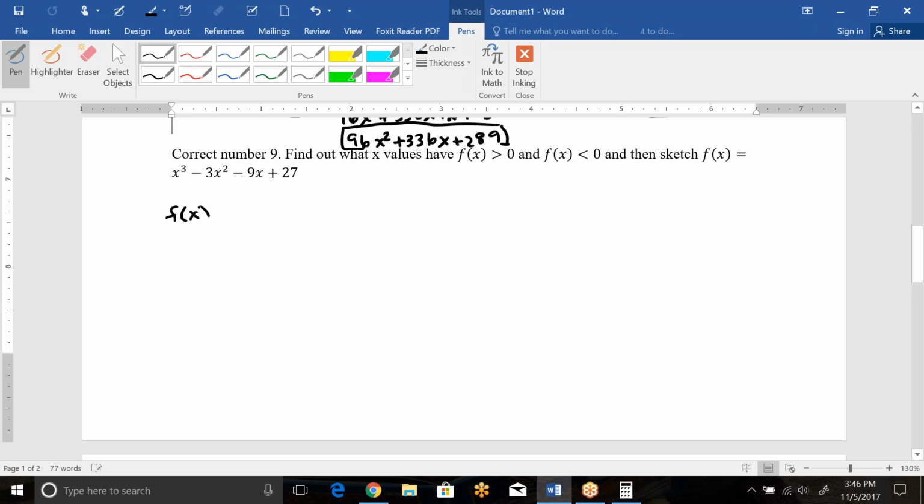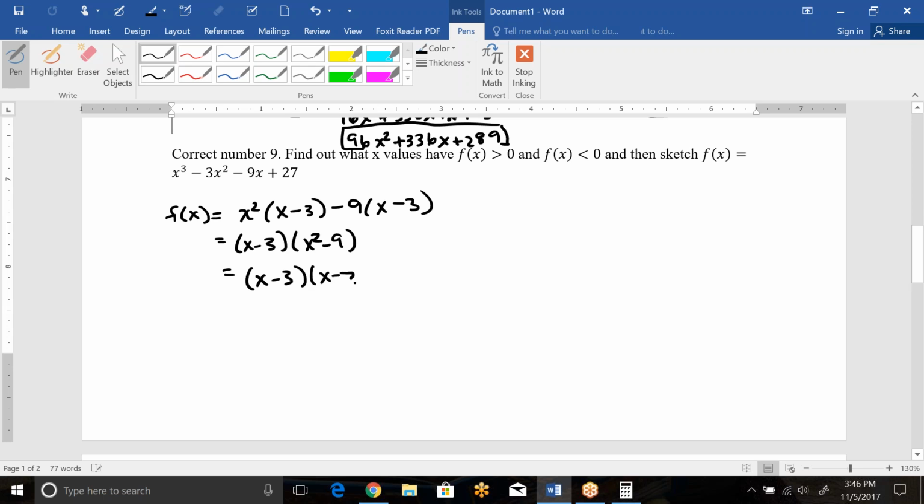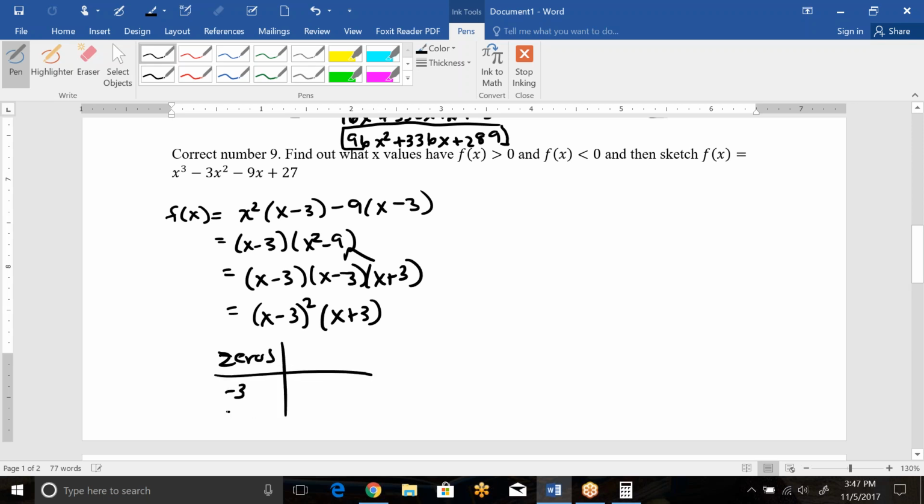So the first step is to factor that by pulling out the x squared in the first pair and the minus 9 in the second pair, which makes that a negative 3. That equals x minus 3 and then x squared minus 9, which is x minus 3 times x minus 3 times x plus 3, because this one factors into those two, or x minus 3 squared and then x plus 3. So my zeros are negative 3 and positive 3.